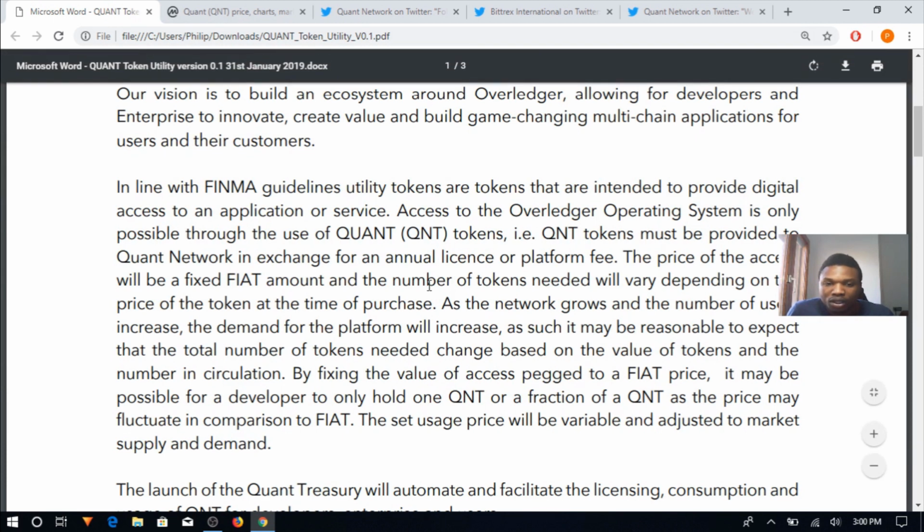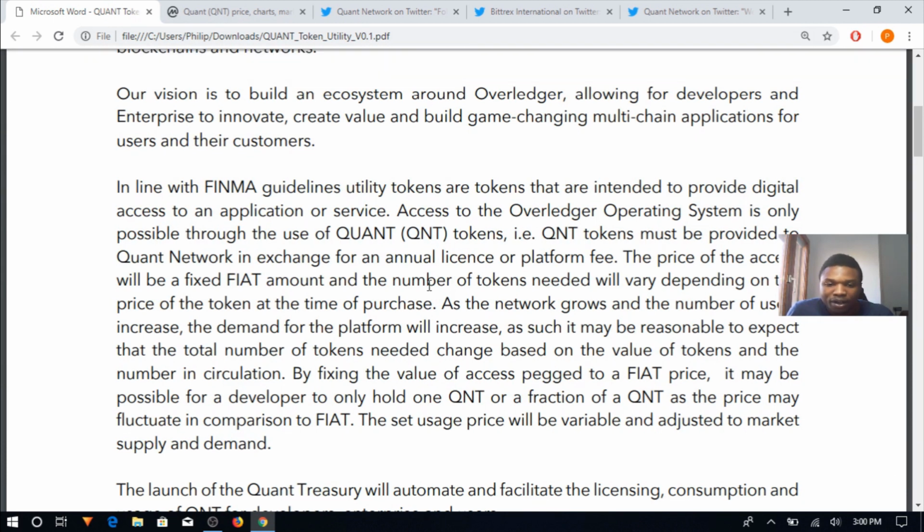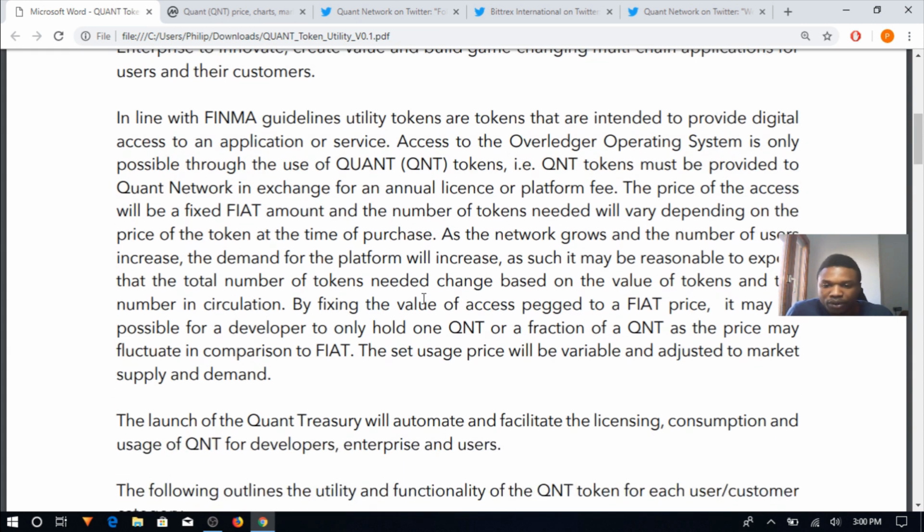We all know it can be worth way more. So what if it's worth like $100 tomorrow? That means they will have to change as well. So they are trying to make this simple by pegging it to the fiat currency. So maybe it can be like one Quant, or maybe it can be like you will need like $10 in order to access the network. That means if you are in Europe, maybe you will need like €9 and maybe some few cents in order to access, or some pounds. Then you will make the conversion yourself, and then you buy the value of that in Quant token.